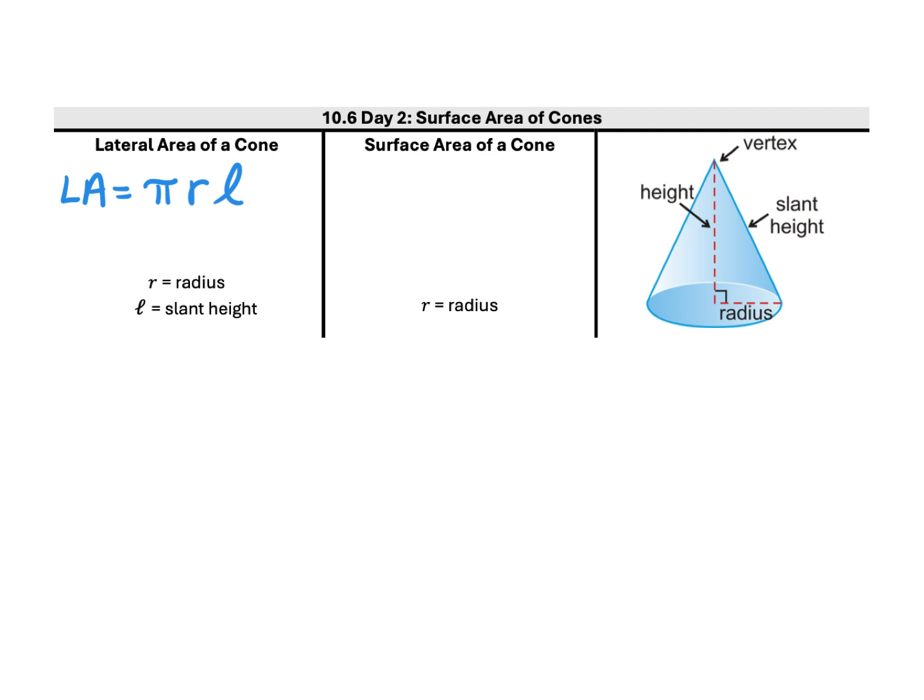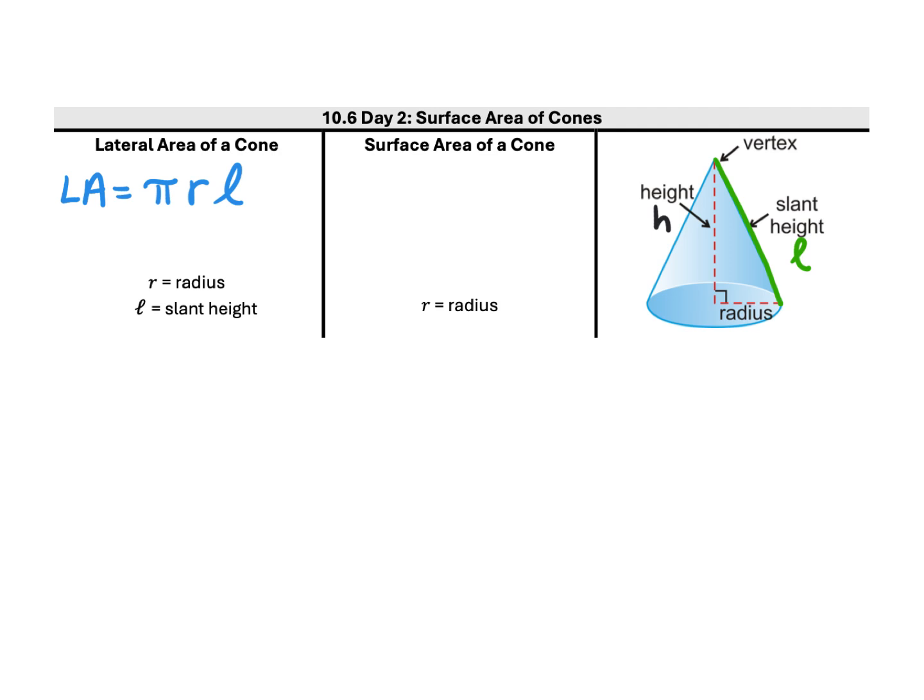So in our picture here, the slant height is kind of like the slant height of the pyramid that we talked about. It's this piece right here. The height of the cone is going to be that distance from the vertex to the center of the base. We don't need the height for surface area, but we'll use that in the next lesson when we find the volume.